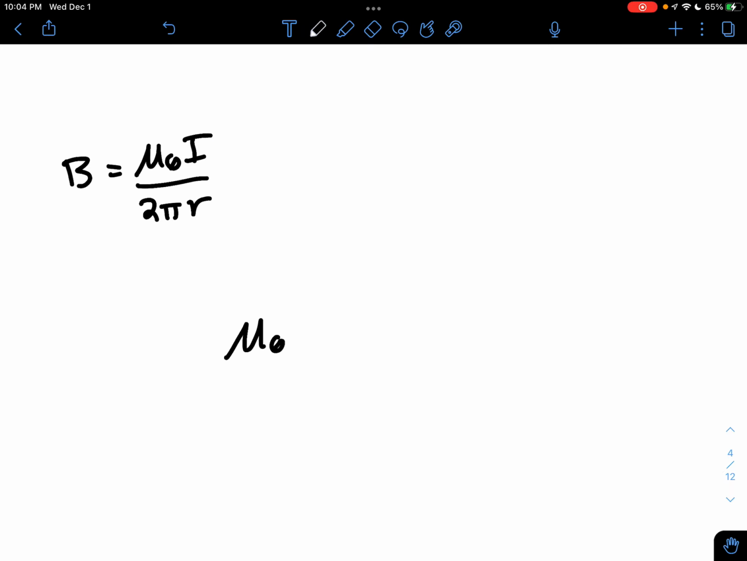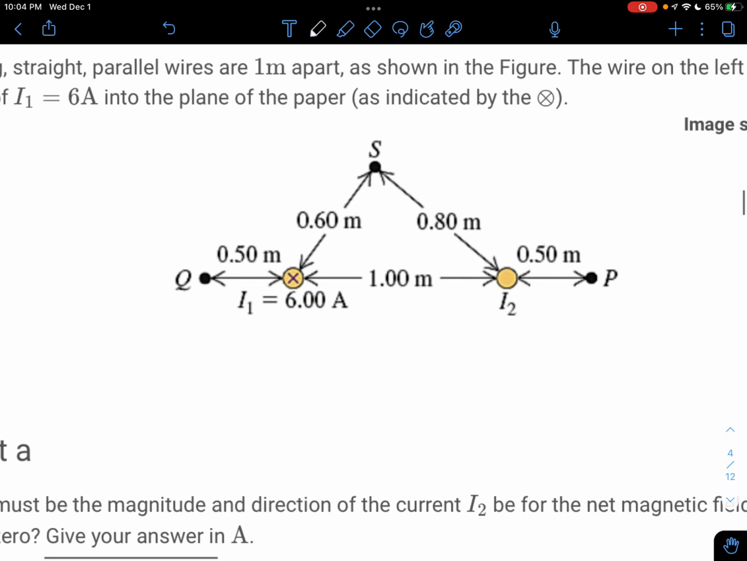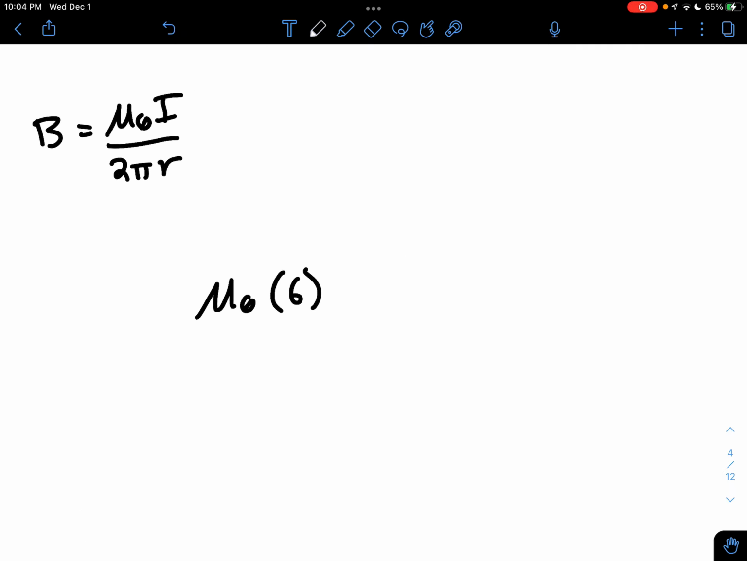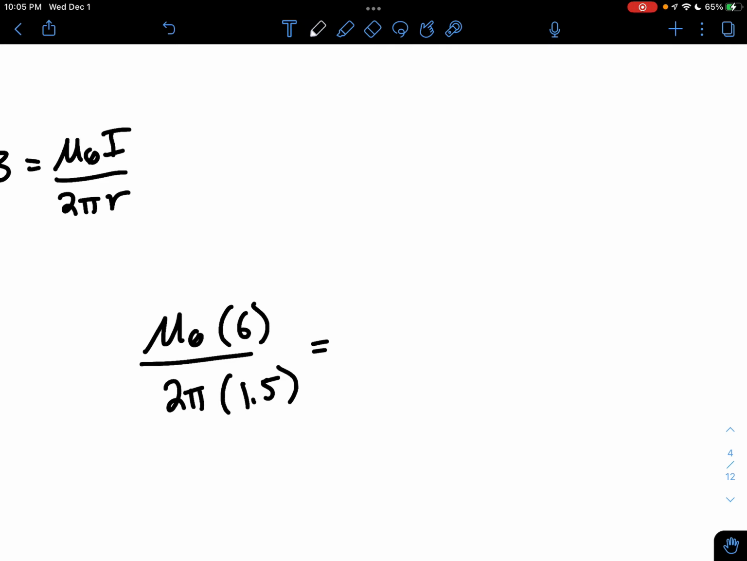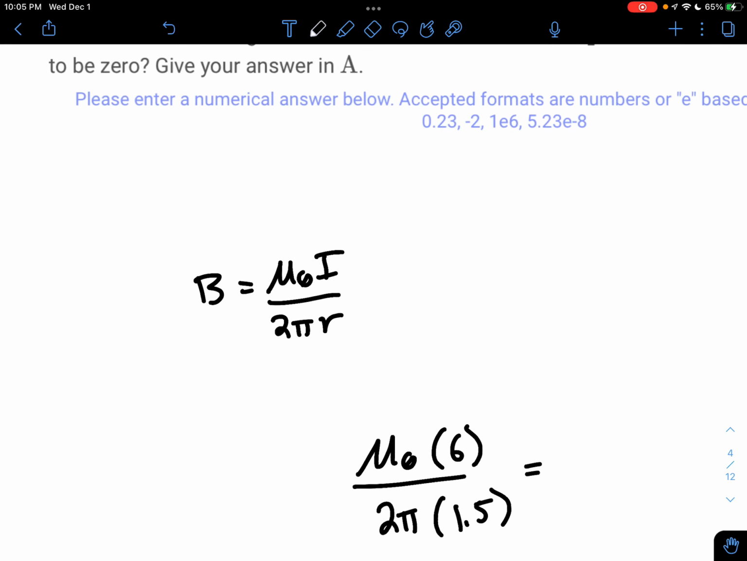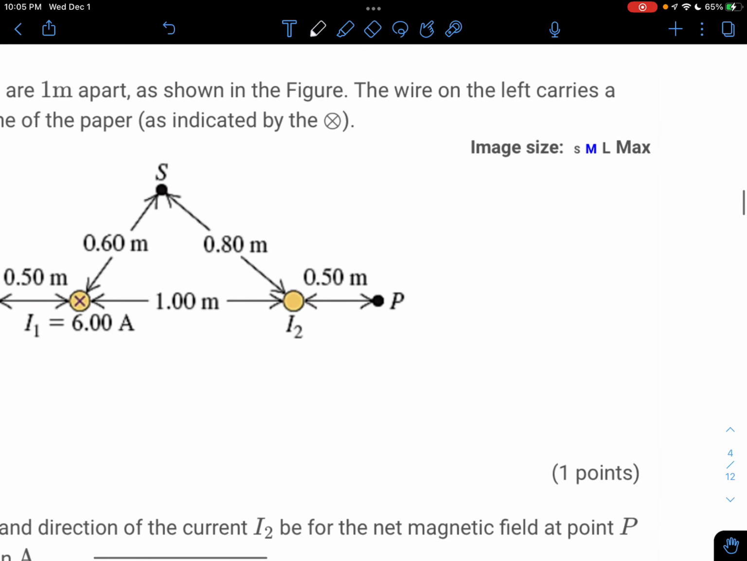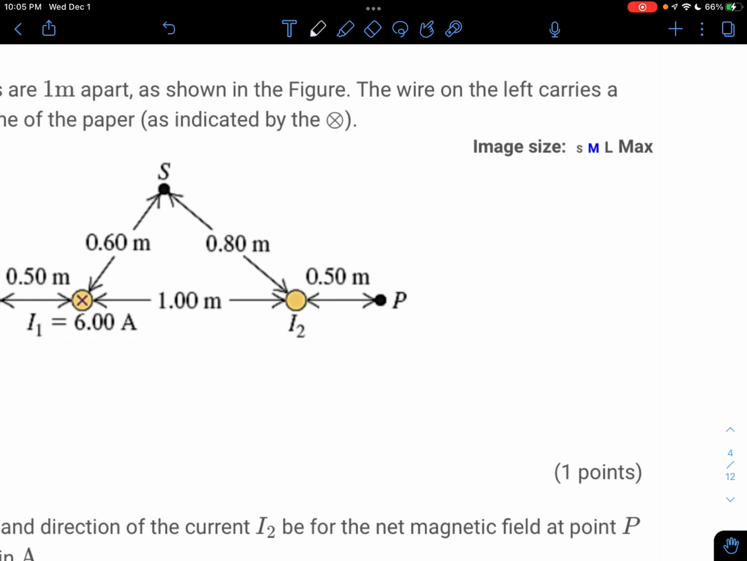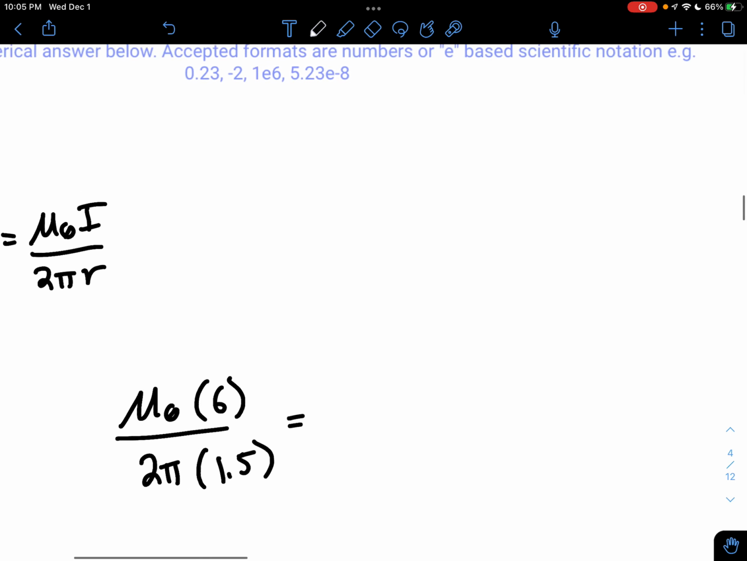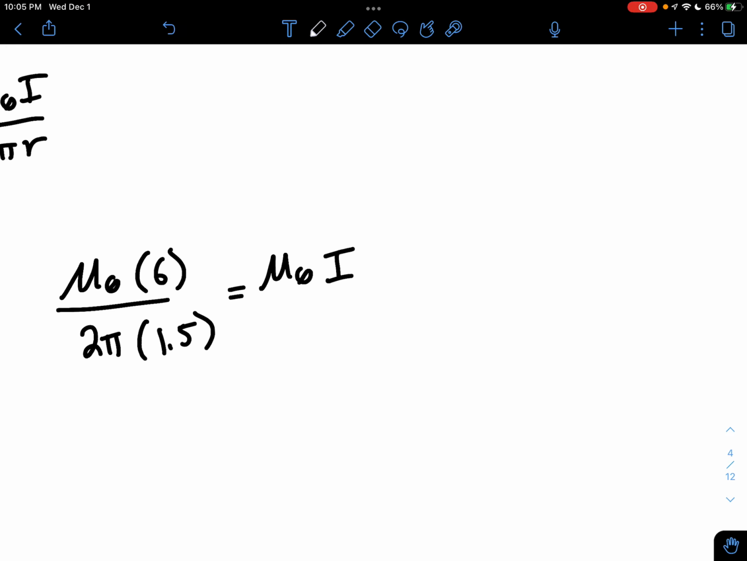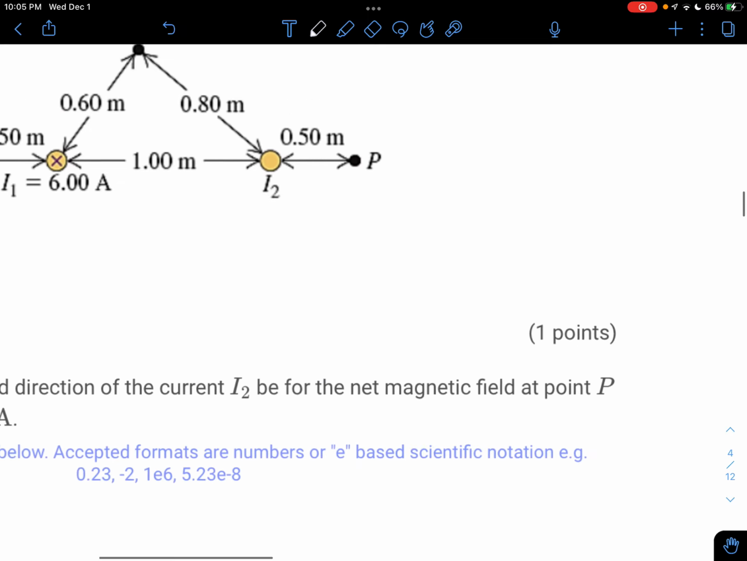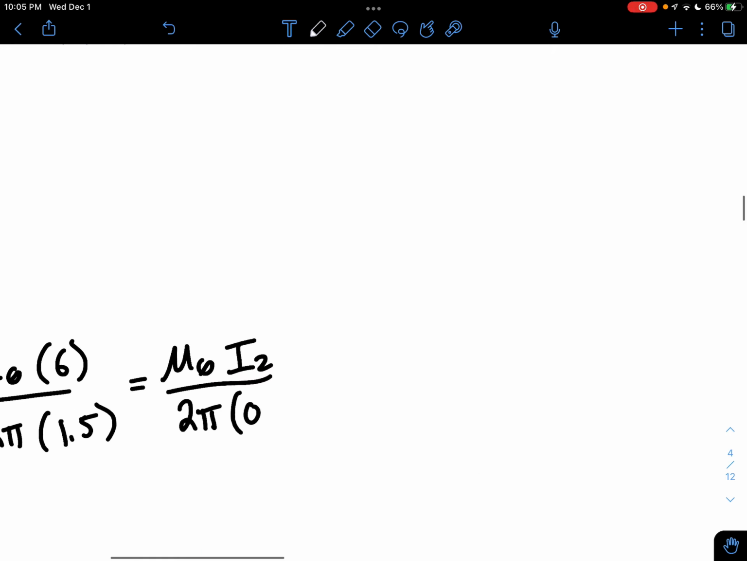So we have our mu naught, and our I for the first one is 6 amps. Mu naught times 6 over 2 pi times 1.5. All right, and that's our magnetic field from the first wire. Now we're setting that equal to the magnetic field from the second wire. That's going to be our mu naught, and we don't know our second current, I2, so that's just going to be a variable, over 2 pi times our radius, our distance from I2 to P, which is just 0.5 meters.